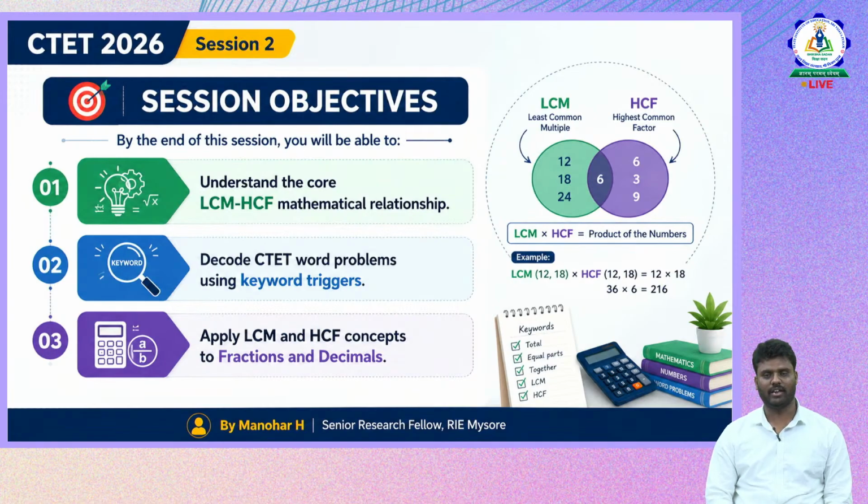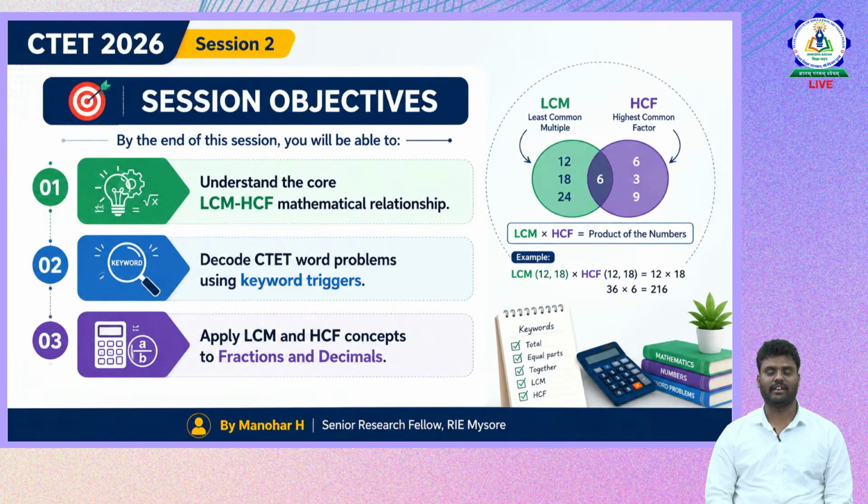In the previous session, we saw what HCF and LCM are and how we can calculate them through various methods, like the factorization method and the division method. In this session, based on that concept, we will see the relationship between the LCM and HCF. We also look at CTET, where most questions from this chapter are word problems, and how the concepts of HCF and LCM need to be applied in them.